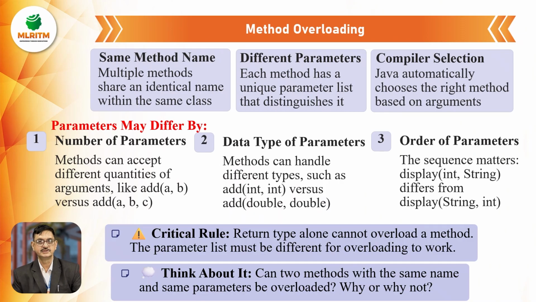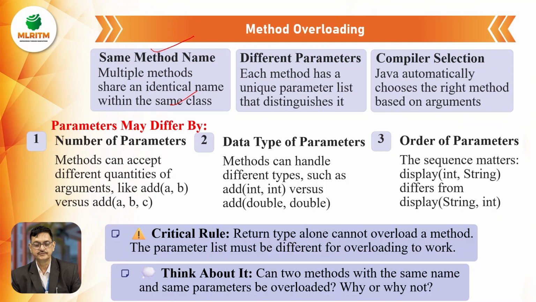So what is method overloading? In what way can we do it? Method means the functions, overloading means using the same name, defining the similar nature. So the first thing is method overloading: all similar functions contain the same name. Multiple methods share an identical name in the same class.